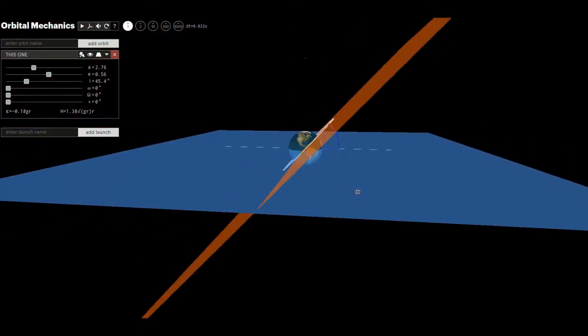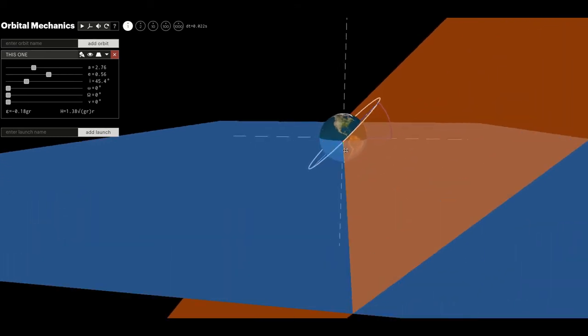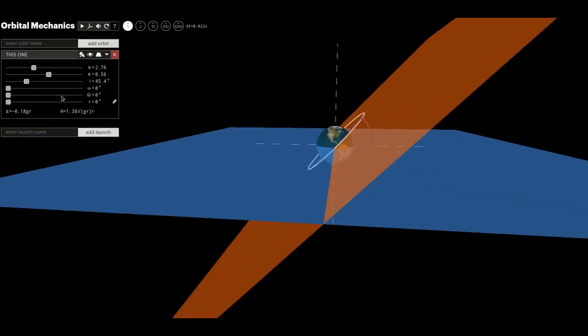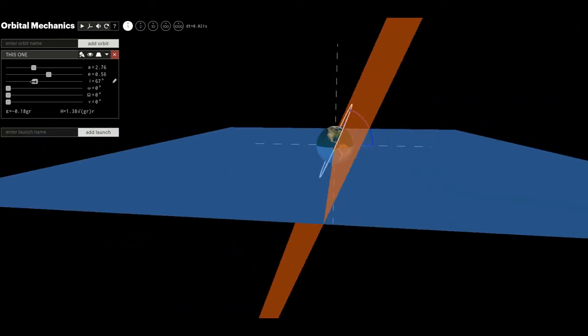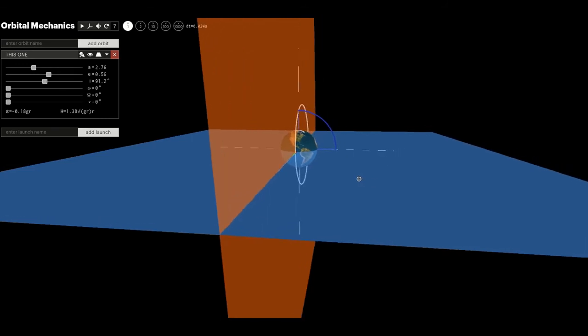All right, so there you can see the orbit intersects the vernal equinox, and we have an angle right here that's 45 degrees. Notice how this changes. We can go up to about 90. That would be a polar orbit. Let's look around that.